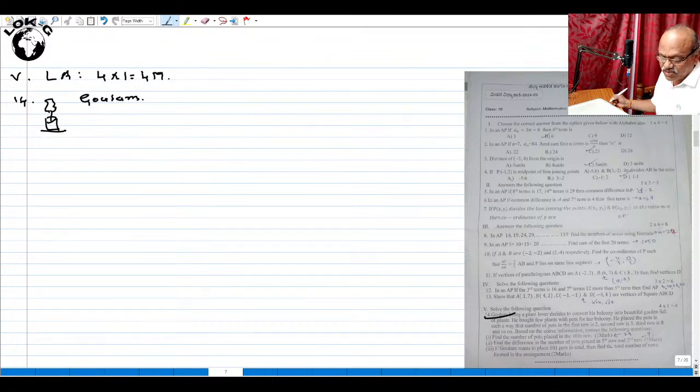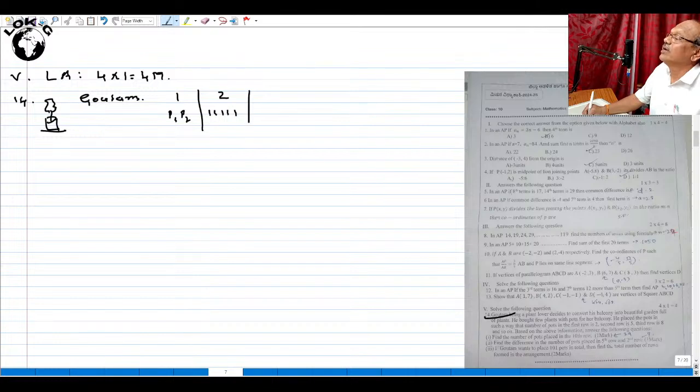He placed the pots in such a way that the number of pots in the first row is 2. In the first row, let me call the pots P1 and P2. Second row is 5. You get how many? 1, 2, 3, 4, 5. I'll show them with the lines, right? And in the third row there are 8. 1, 2, 3, 4, 5, 6, 7, 8. Third row there are 8, and so on.